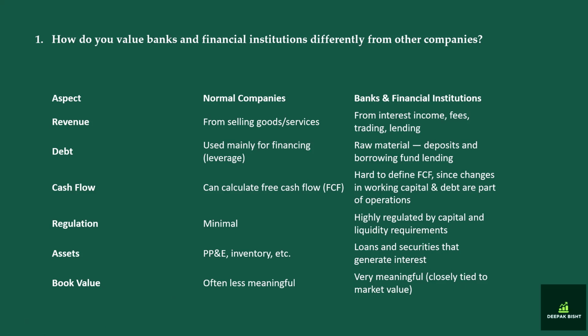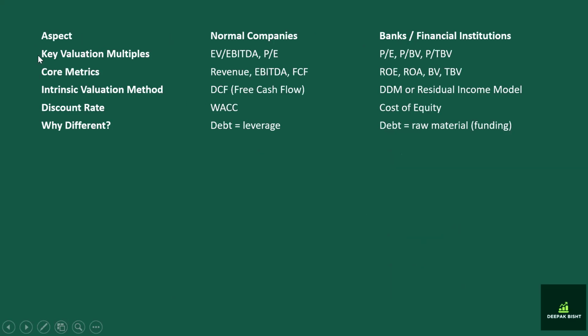And previously also, valuing a bank requires a shift in mindset from focusing on cash flows and enterprise value to focusing on return on equity, book value, and dividends. And that's why we use key valuation multiples. For normal companies, we can use enterprise value to EBITDA and price to earnings. But for banks, we use price to earnings, price to book value, and price to tangible book value ratios. Core metrics for normal companies are revenue, EBITDA, and free cash flow. But the core metrics for a bank are return on equity, return on assets, book value, and tangible book value.